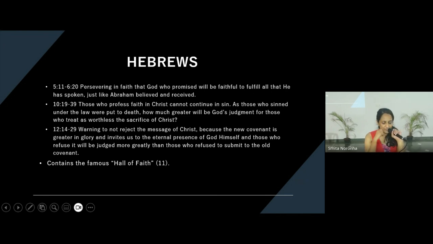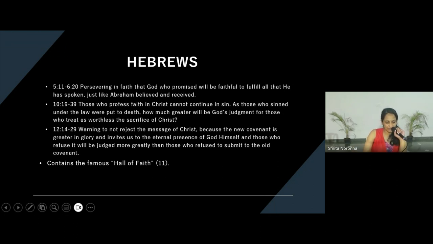Okay, chapter 12, verses 14 to 39 is a warning not to reject the gospel because there is greater glory and there's a greater promise of eternal presence with God himself. And those who refuse that will have greater consequences than those who refuse the old covenant or those who rejected the old covenant. So the loss is much greater for people who reject the new covenant.